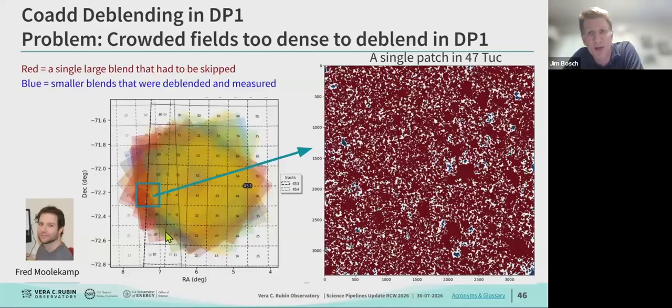So the big improvement in the crowded field processing and the deblending is here. This is a 47 Tuc from ComCam DP1. You can see this is just on the outskirts of 47 Tuc. So it's pretty deep, dense, but not nearly as dense as it gets in the end. The core of 47 Tuc is an order of magnitude denser than this. But we still couldn't handle this before in DP1. So if you go to the next slide.